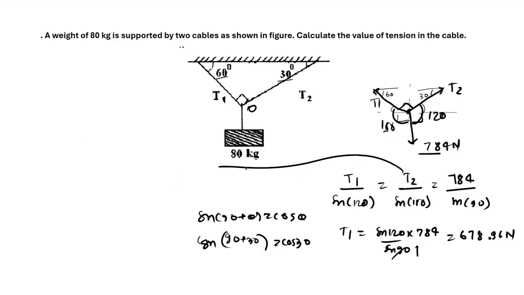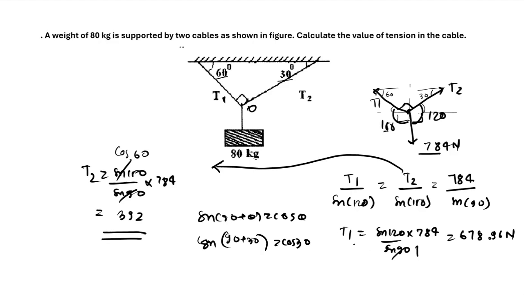And similarly, you can calculate T2 here, which will be T2 is equal to sine of 150 divided by sine of 90 into 784. You have sine 90 as 1. You have sine 150 as cos 60, which is 1 by 2. So 0.5 into 784, which will be 392. So that is how you can find T2. And this is how you can find T1 also using Lami's theorem simply. So this was a simple question based on Lami's theorem. Thank you.